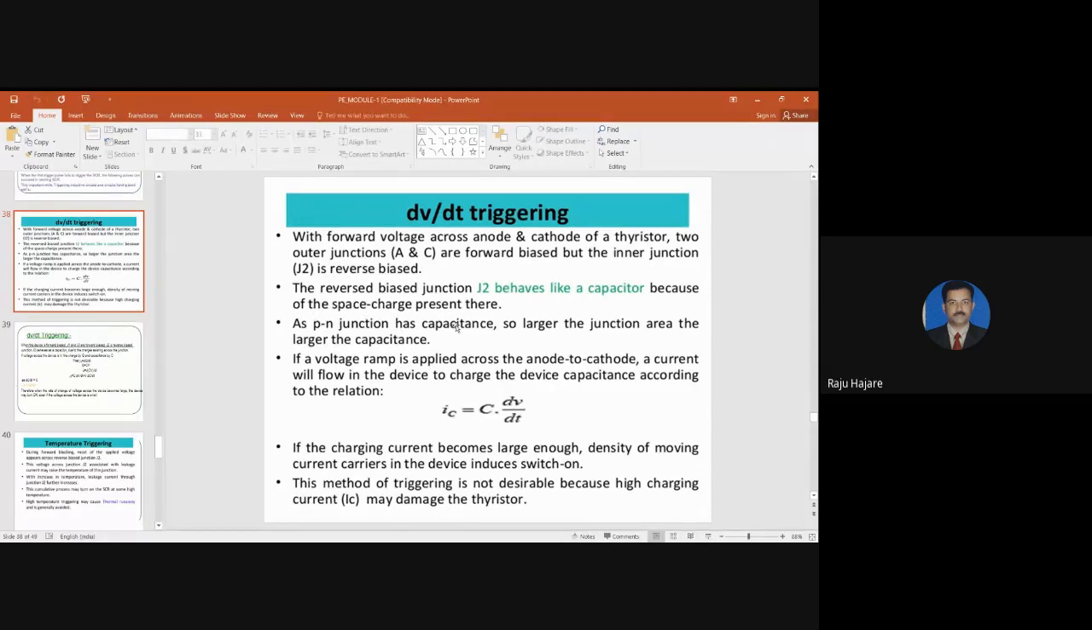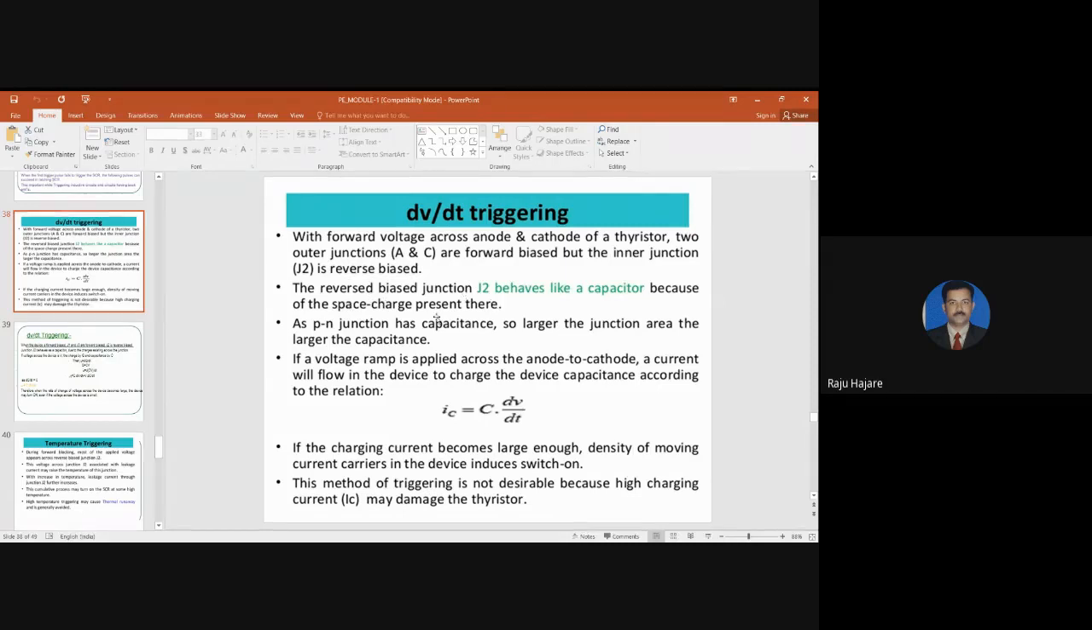A reverse biased junction J2 behaves like a capacitor. When I say the junction is reverse biased, it means there is an open circuit between these two layers of the device, because the device is not getting a path for current flow. When you say open circuit, the reverse biased junction acts like a capacitor. A capacitor has two plates, positive and negative, with no physical contact between them; only a dielectric medium is available between the two plates, correct?